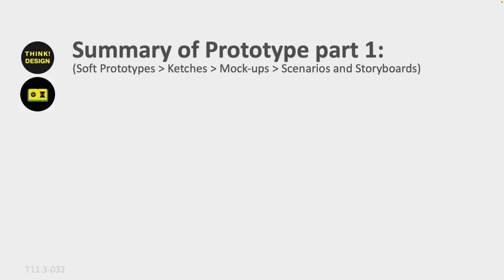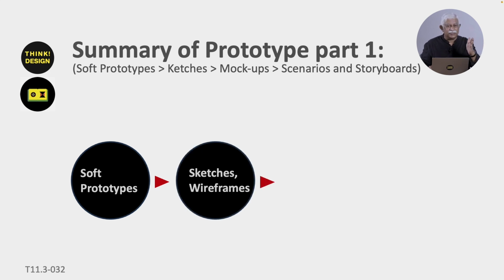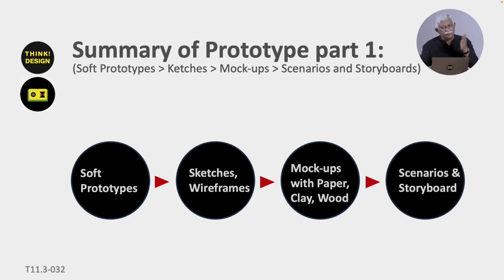So let's look at the summary of what we talked about till now. All these are methods for you to put your thoughts for an idea onto a 2-dimensional or 3-dimensional surface, so that you can quickly visualize these ideas and make changes. So it's called soft prototypes. It's the first stage of prototyping. Sketches we saw, wireframes we saw, layouts we saw, and then you use paper, clay, wood, foam to make mock-ups. And then we also saw what is meant by scenarios and storyboards.